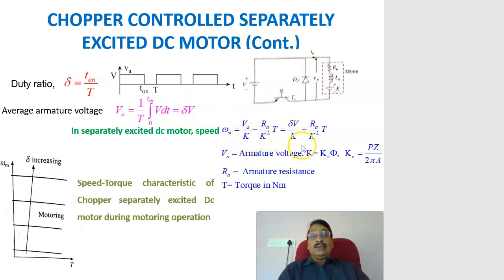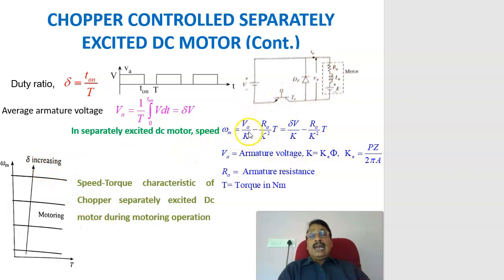As you change the duty ratio delta, you can vary the speed of the motor by the equation omega m equals delta V divided by K minus Ra by K square into torque. This is the equation governing the torque versus omega m. Here you can see that it can be operated only in the first quadrant. That is, you can always make the voltage positive, you cannot make the voltage negative, and the current is always flowing into the armature. Therefore, only first quadrant operation is possible, that is, forward motoring.